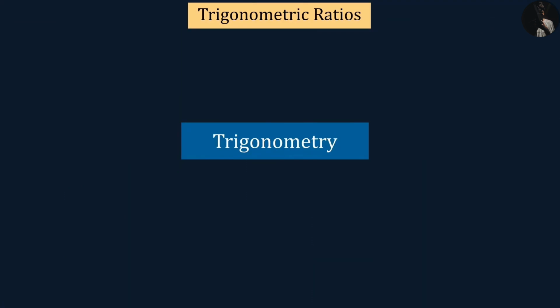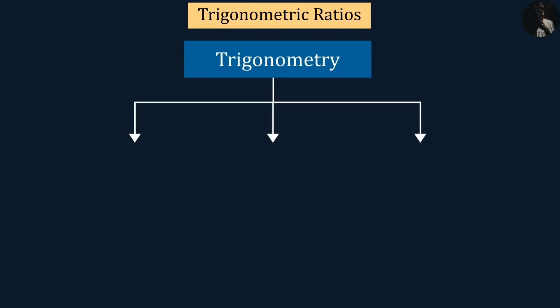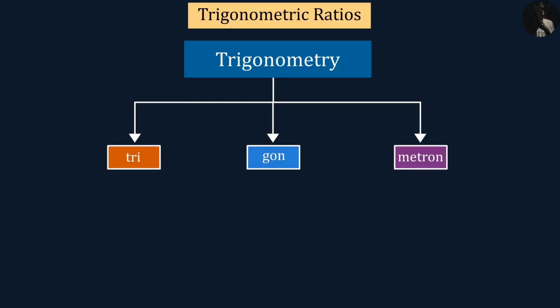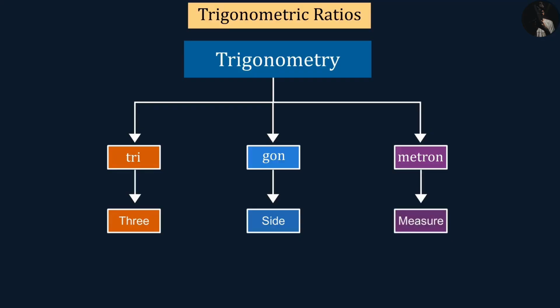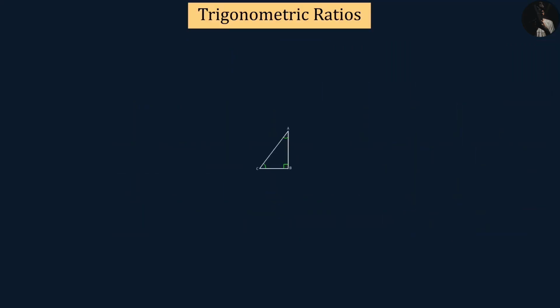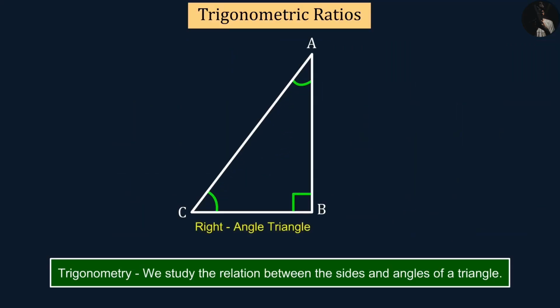The word trigonometry originated from the three Greek words tri, gon and metron, in which tri means three, gon means side and metron means measure. In fact, in trigonometry, we study the relation between the sides and angles of a triangle.